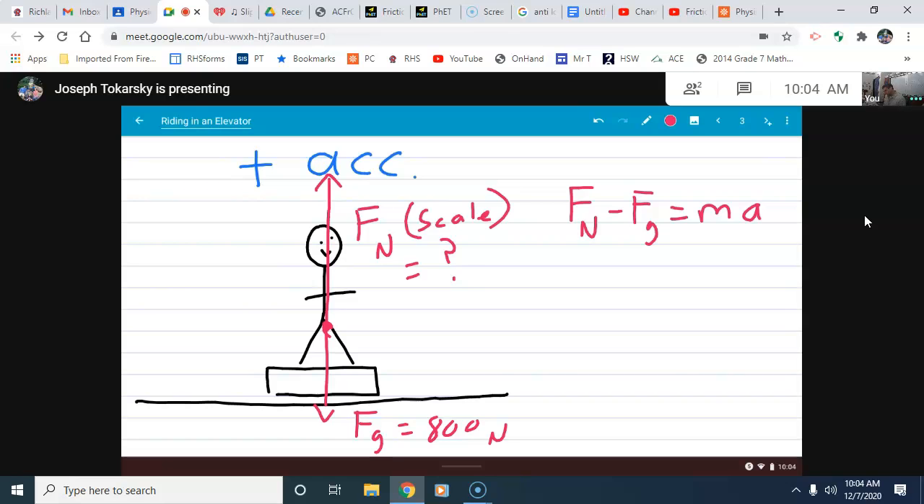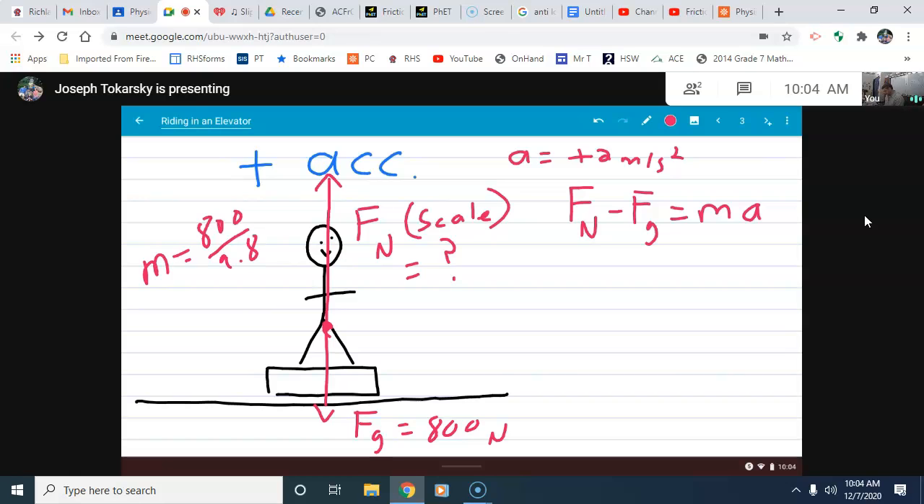So let's, to complete this example, now put in a specific acceleration. Let's say the acceleration is a equals positive 2 meters per second squared. Okay? So if I wanted to know the scale reading, remember this is not 0 anymore. I would also need to know the mass of the person. And we learned something before, that mass is found by taking the person's weight, which is 800 newtons, and dividing it by 9.8.